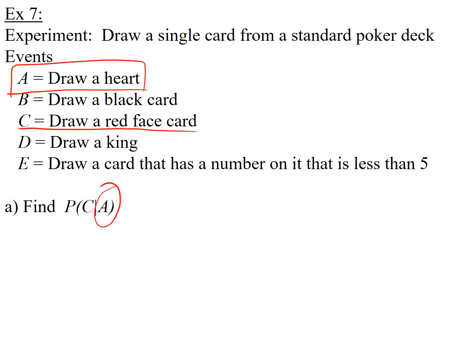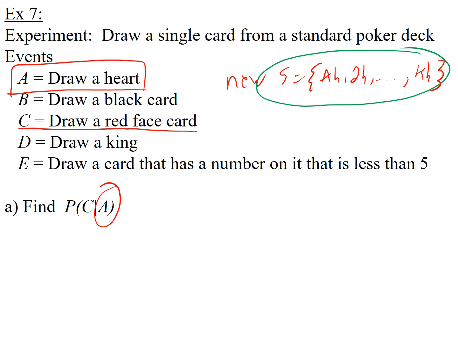As soon as you told me that I drew a heart, we have a new sample space. The new sample space is all the hearts. Ace of hearts, 2 of hearts. Since I'm running out of room, let me just go ahead and write it like this, king of hearts. Once you told me that I drew a heart, it has to be one of these cards. Can't be anything else. So I automatically know that my sample space that I'm drawing from has 13 things total, so that's what goes in the bottom.